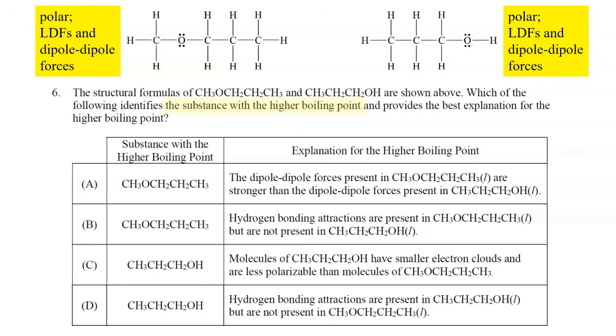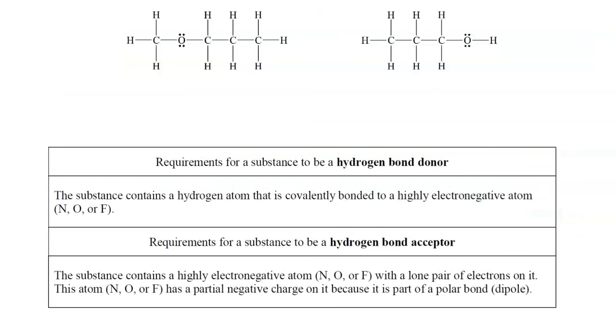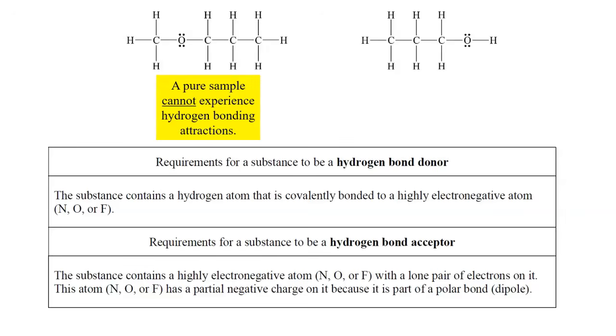Now let's take a look at the possibility of hydrogen bonding for each substance. Remember that the requirement for a substance to be a hydrogen bond donor is that the substance must contain a hydrogen atom that is covalently bonded to either nitrogen, oxygen, or fluorine. And so in the molecule on the left, each hydrogen atom is directly bonded to carbon. So that substance on the left cannot experience hydrogen bonding attractions in a pure sample of that substance. It cannot form hydrogen bonding attractions with neighboring molecules of itself.